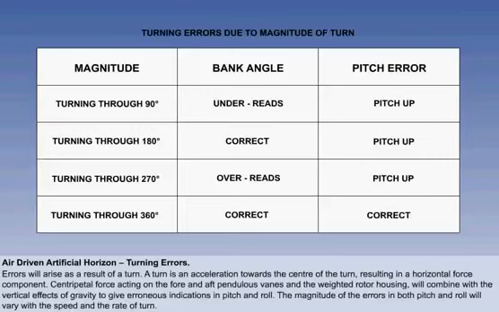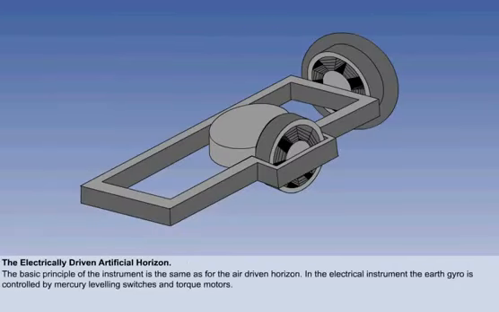Let's look now at the electrically driven artificial horizon. The basic principle of the instrument is the same as for the air-driven horizon. However, in the electrical instrument, the earth gyro is controlled by mercury leveling switches and torque motors, instead of a system of pendulous vanes, and the rotor usually rotates in a clockwise direction. The way it works is that the mercury switches activate pitch and roll torque motors, which precess the gyro back to the vertical as soon as it starts to wander.